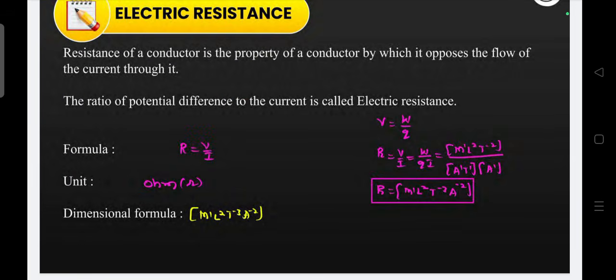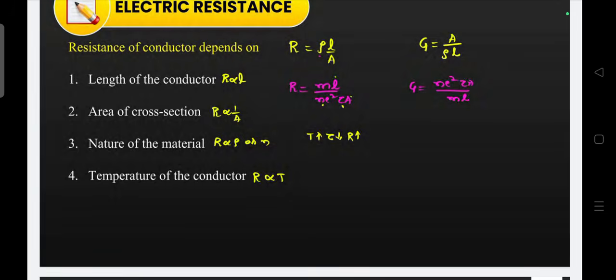Now come to the next topic, electric resistance. The resistance of a conductor is the property of a conductor by which it opposes the flow of electric current through it. The ratio of potential difference to the current is called electric resistance. The formula is R = V/I, the unit is ohm, and the dimensional formula. The resistance of a conductor depends on the length of the conductor, area of cross section, nature of the material, and temperature of the conductor. All are directly proportional except area.